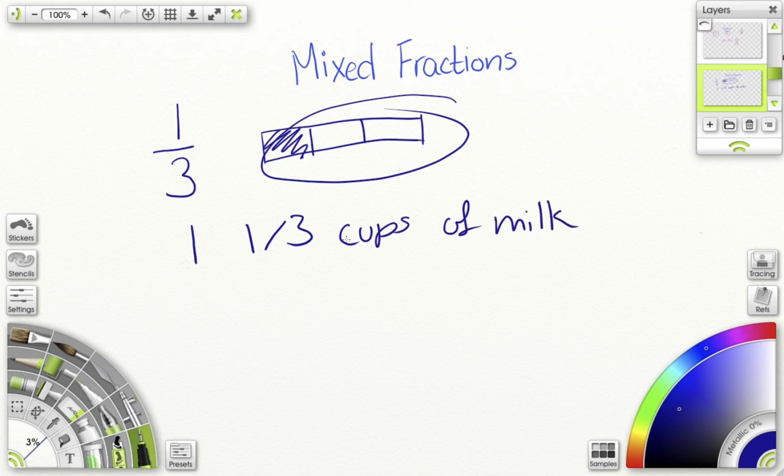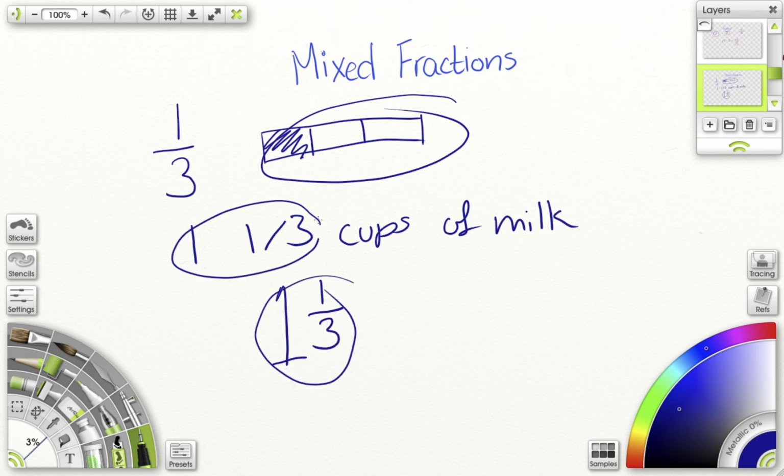If I were to represent that properly as a whole or as a mixed fraction, it would have a big 1 and a 1/3 right beside it. This is the same thing as this. This is just a different way of writing it out. But normally when we write it out in math, we look at it this way because it's easier to see which is the whole number because it's giant versus the fraction, which is smaller.